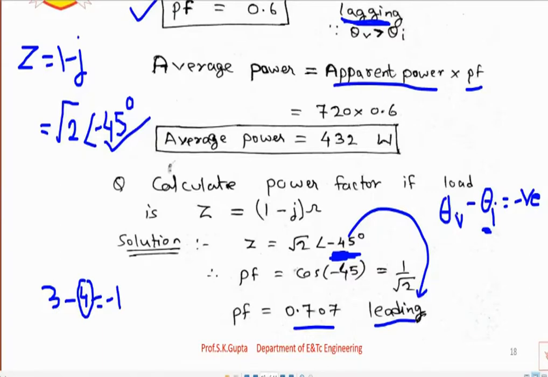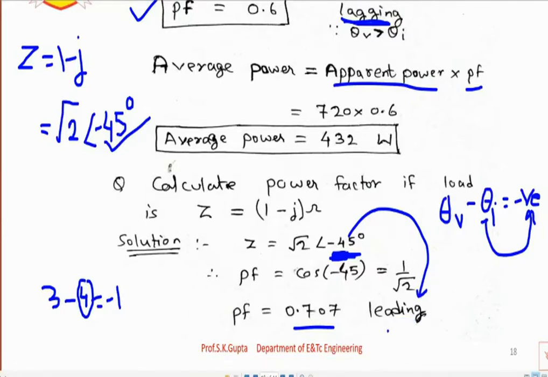Similarly here also, theta V minus theta I. As theta I is greater, only then my answer will be negative. That means current angle is greater than voltage angle, that means current leads voltage. That's why the power factor is leading power factor.